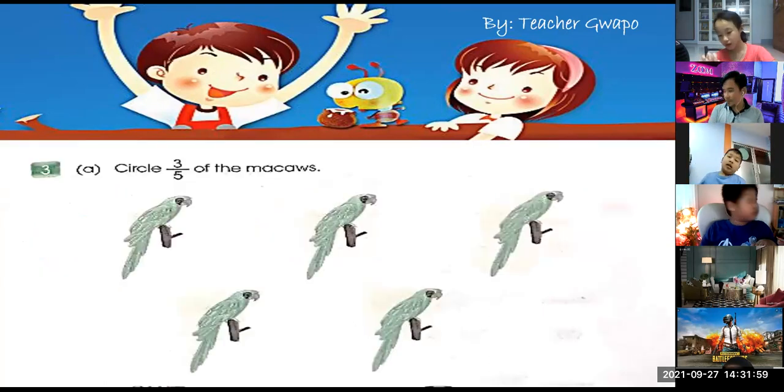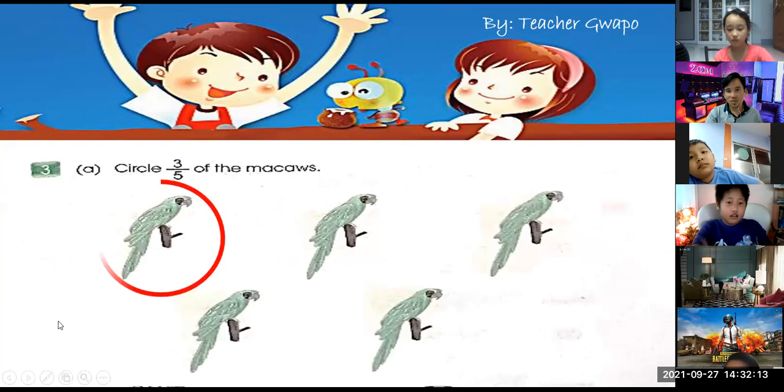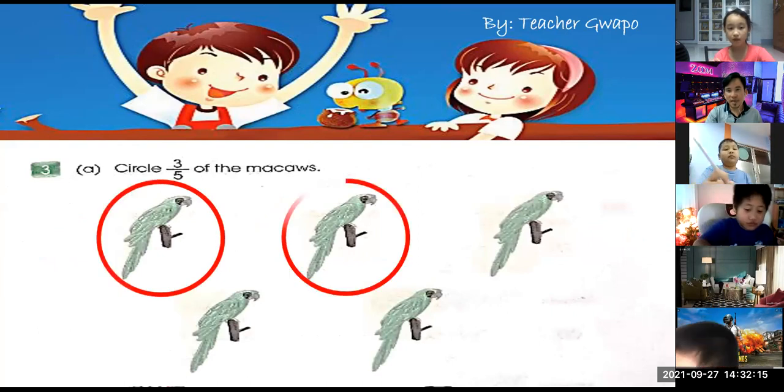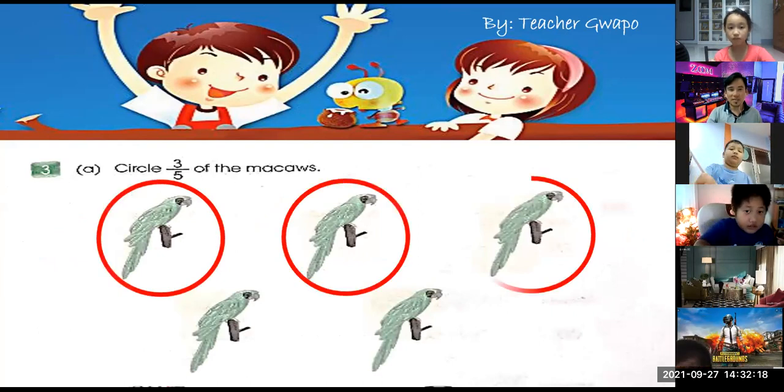Here in your book, page 83, we are now in number 3. Circle 3 of the macaws, 3/5, right? There are 5 macaws, so encircle the 3. So 1, 2, and 3. Out of 5, encircle the 3 macaws. So 3/5. Okay, finished. Now let's proceed.